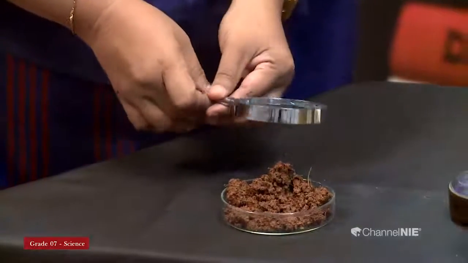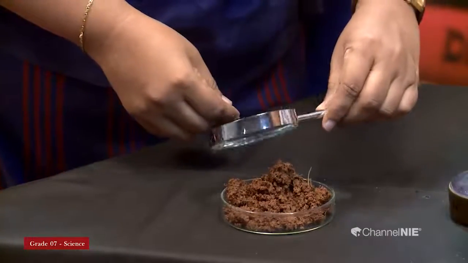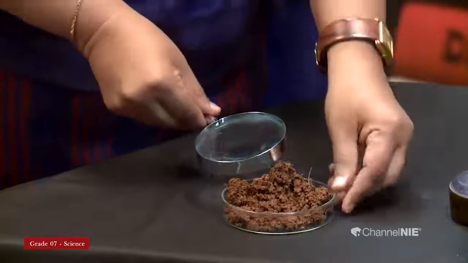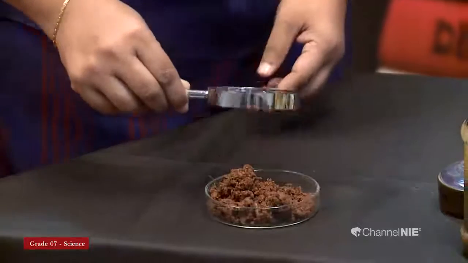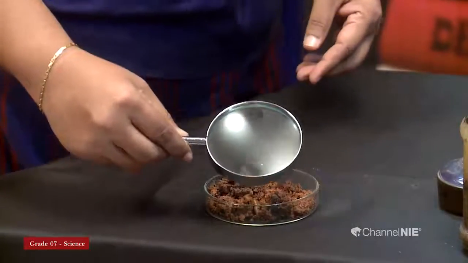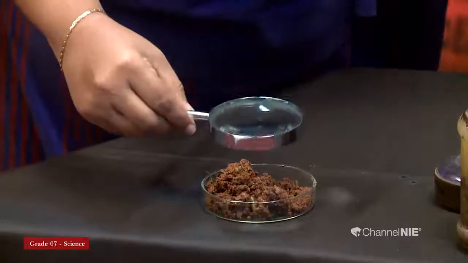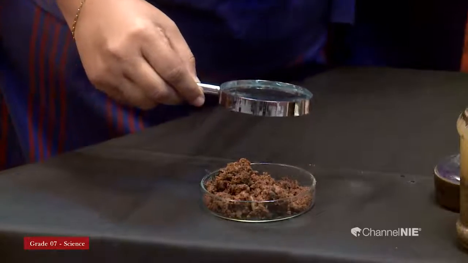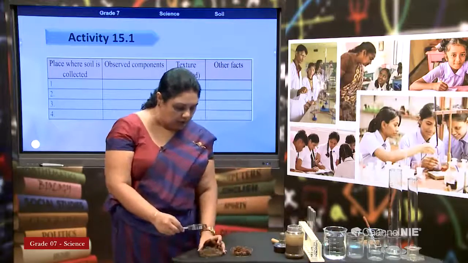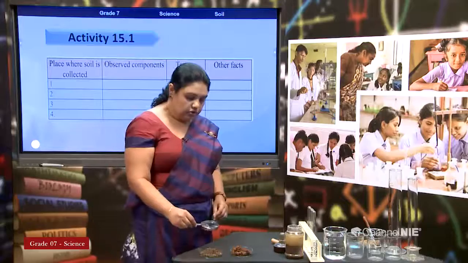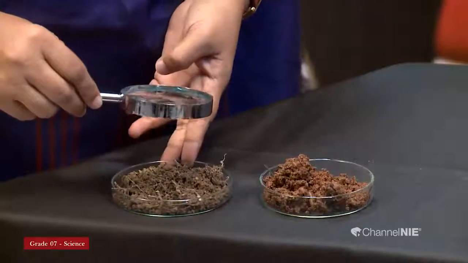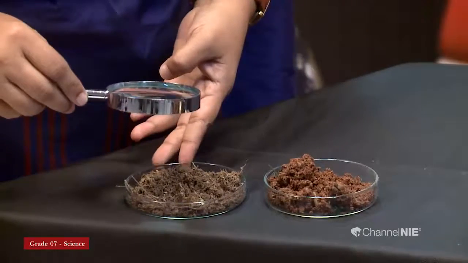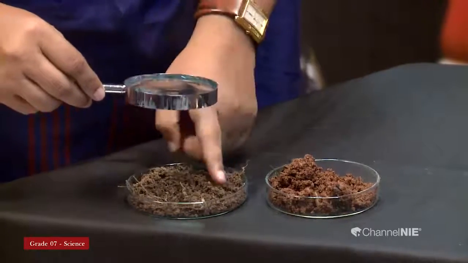Here I can see an earthworm and some other particles, and you can also observe that way. If you use a magnifying glass, we will see another sample of soil. Here in this one you can see other plant particles and some small sand particles.